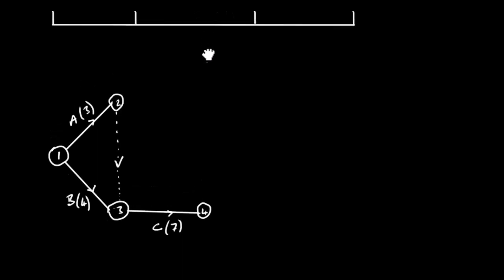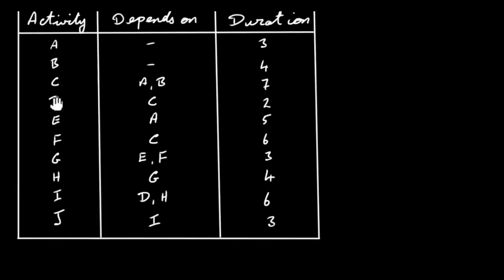And what I'm going to do here is just draw a dummy activity down along here. So now we can see that C here is dependent on B and A. So C has duration 7 days, so we'll put a 7 here. And let's have a look at the next step. So that was C.